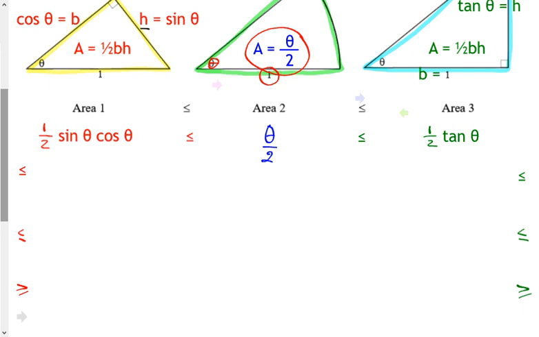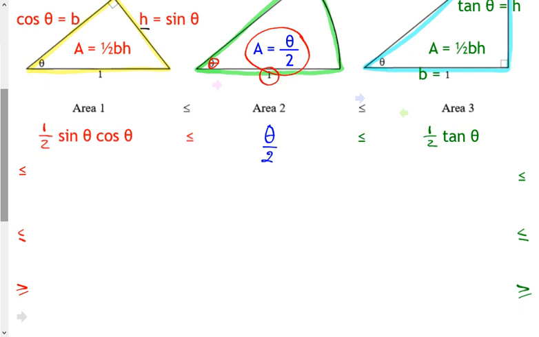And we have these inequalities showing that 1/2 tan theta has to be the largest, greater than or equal to the sector area, which is theta over 2, where theta is in radians, keep that in mind, and that's greater than or equal to the area of the yellow triangle, 1/2 sine theta cos theta.